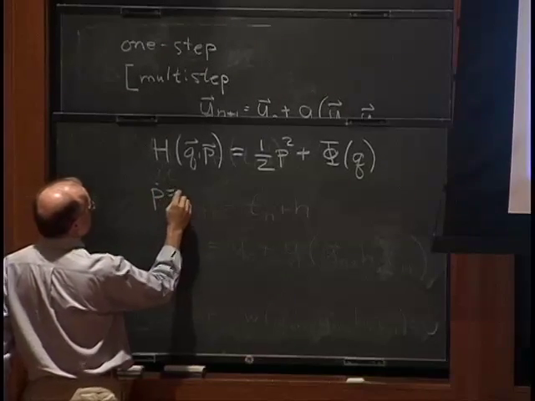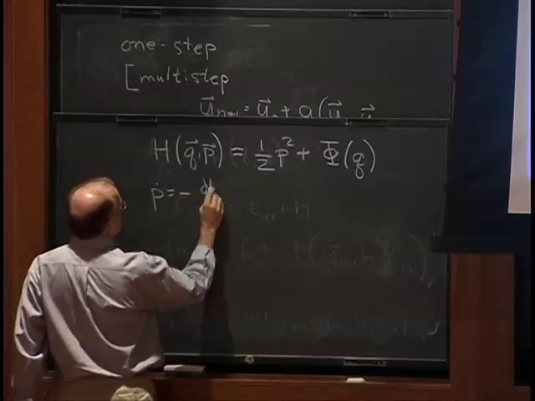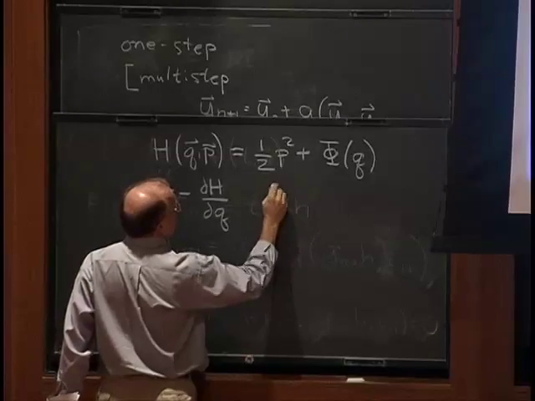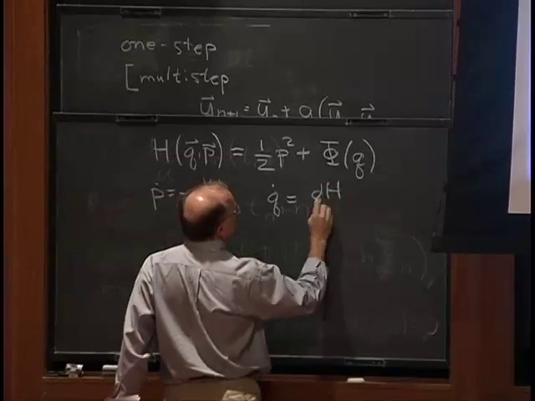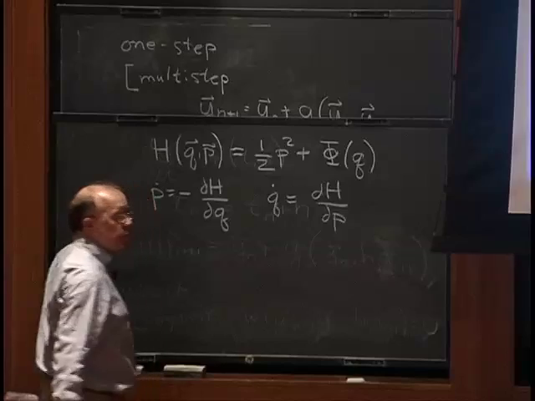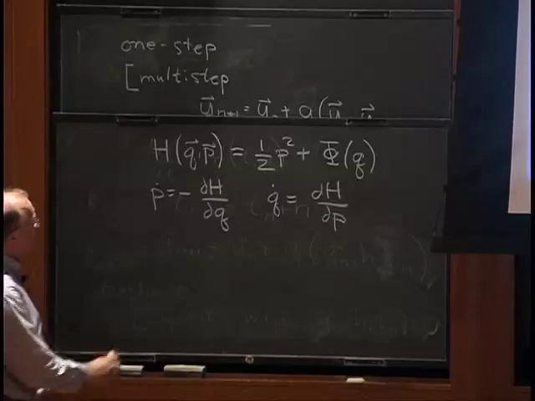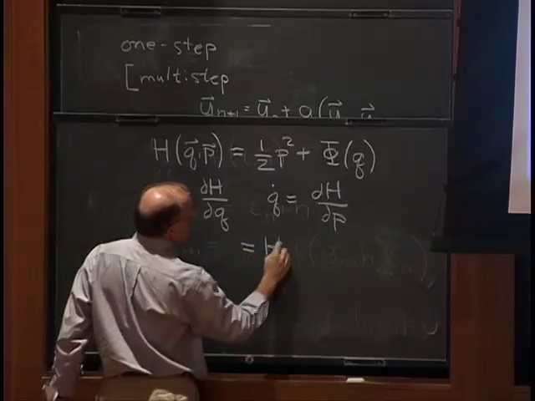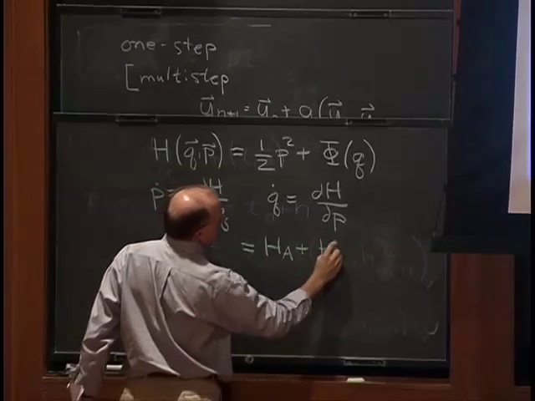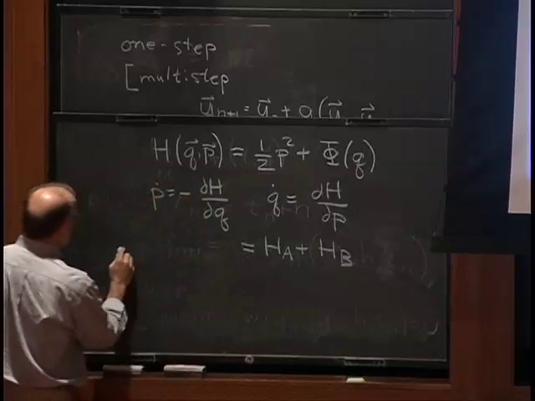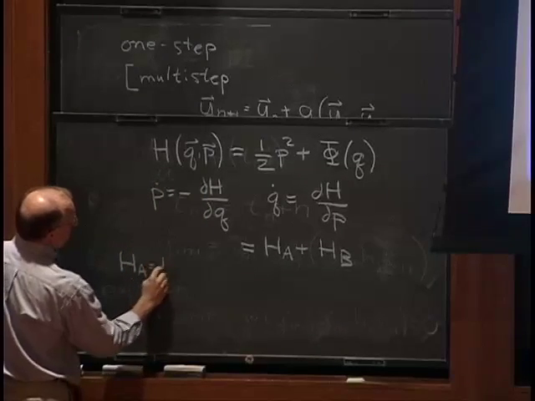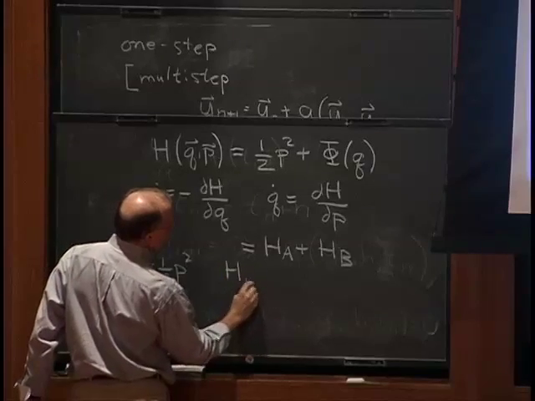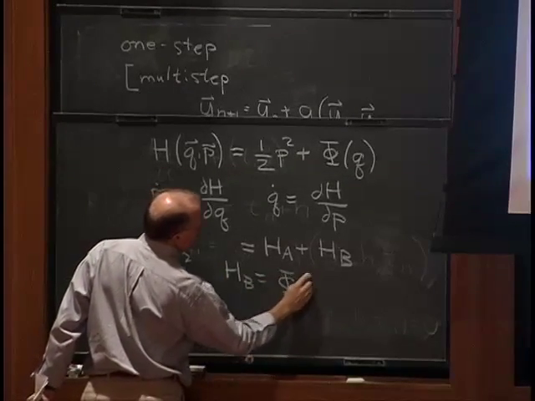So again, p dot is minus dH/dq, and q dot is dH/dp. This Hamiltonian consists of these two terms. We can write it as H_A plus H_B, where H_A is the kinetic energy part, a half p squared, and H_B is the potential.